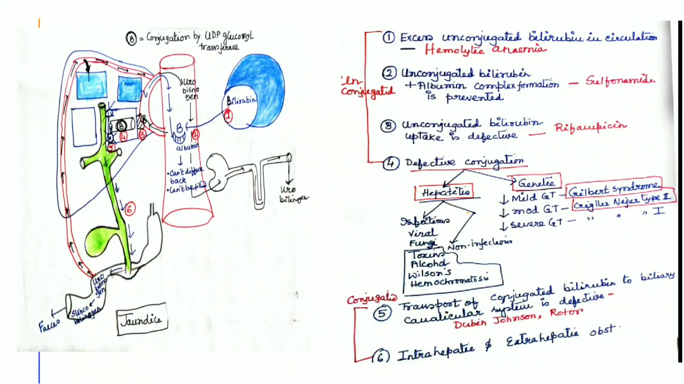Then we have the extrahepatic cholestasis, when the bile duct is out of the liver. There may be a gallstone, there may be pancreatic CA, there may be cancer at the head of the ampulla of Vater. So many causes of obstruction, and that will raise the conjugated bilirubin level.